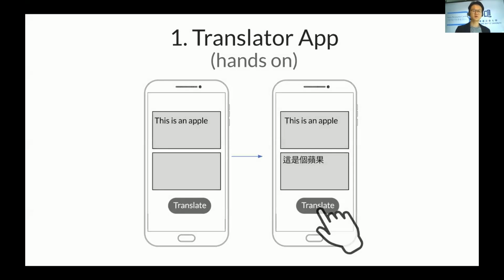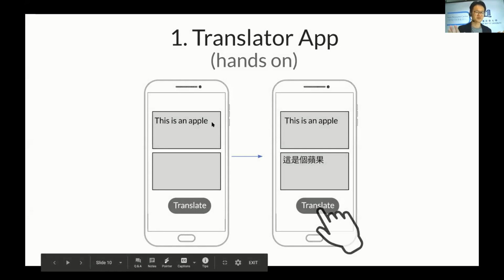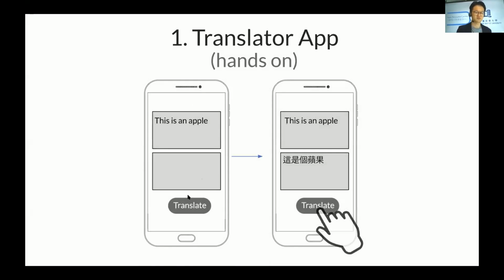So what's going to happen for the next hour is this. I'm going to show you how to create two useful apps. One is a translator app. The translator app is really simple: one screen with two text boxes and one button called the translate button. Let's say I input "this is an apple" in the first text box and press the translate button. It will give me the translated text in Chinese in the second text box. Very much like your Google Translate.